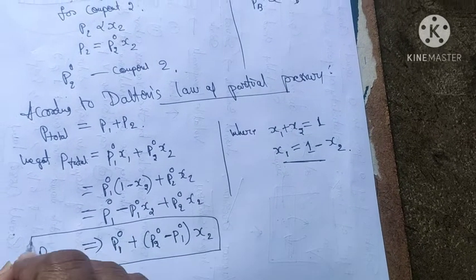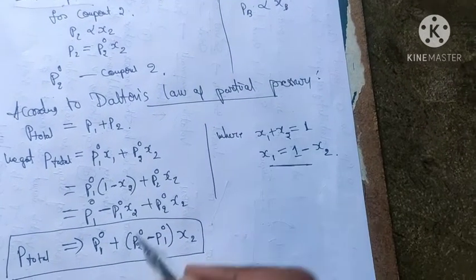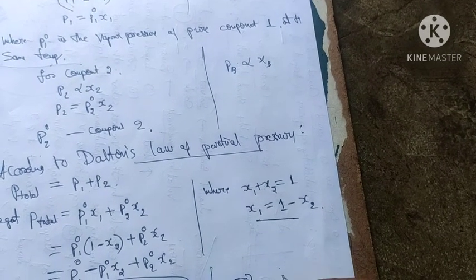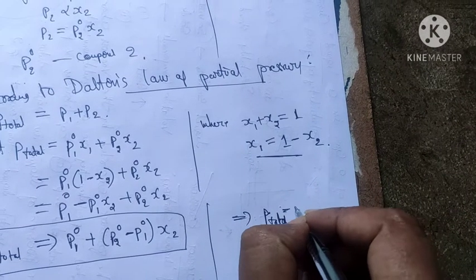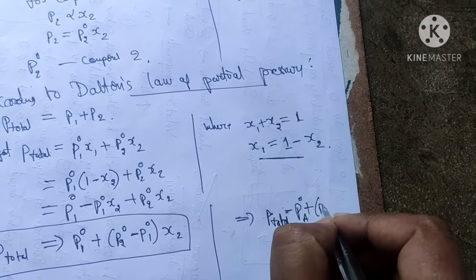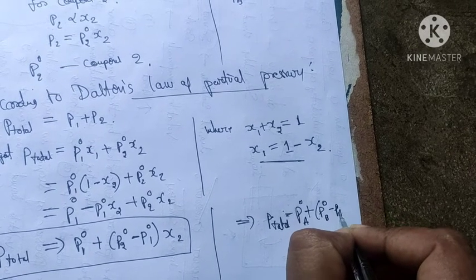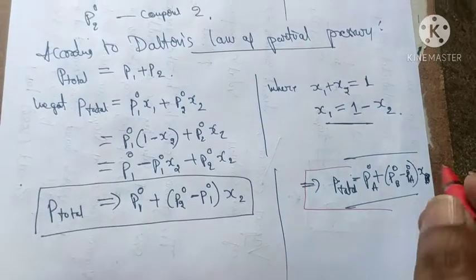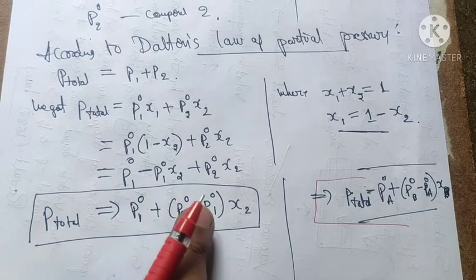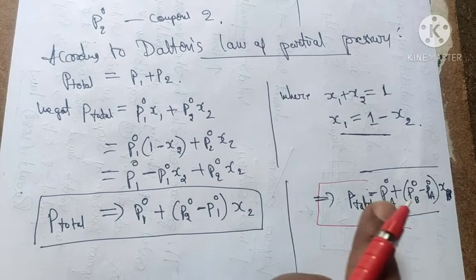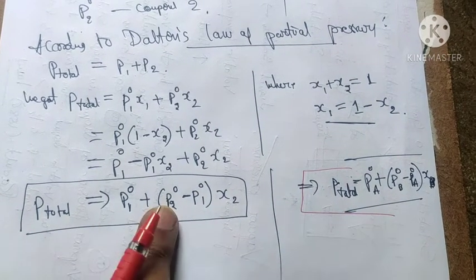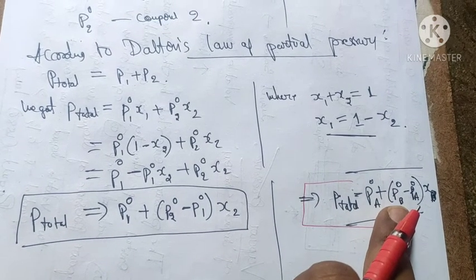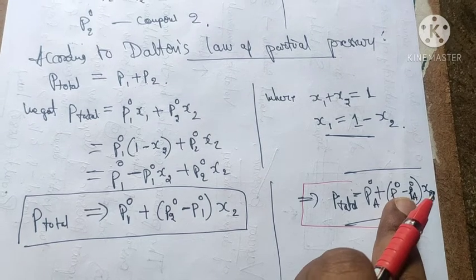This is the equation. Either you consider P1 as PA and P2 as PB. Then the equation is P total equals PA naught plus PB naught minus PA naught, times XB. That is, P total equals P1 naught plus P2 naught minus P1 naught x2, or with P1 as PA and P2 as PB, P total equals PA naught plus PB naught minus PA naught into XB.